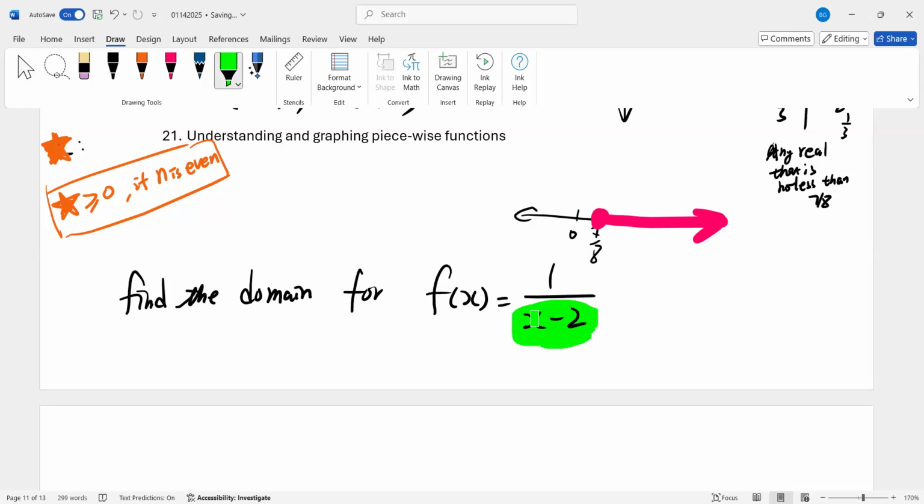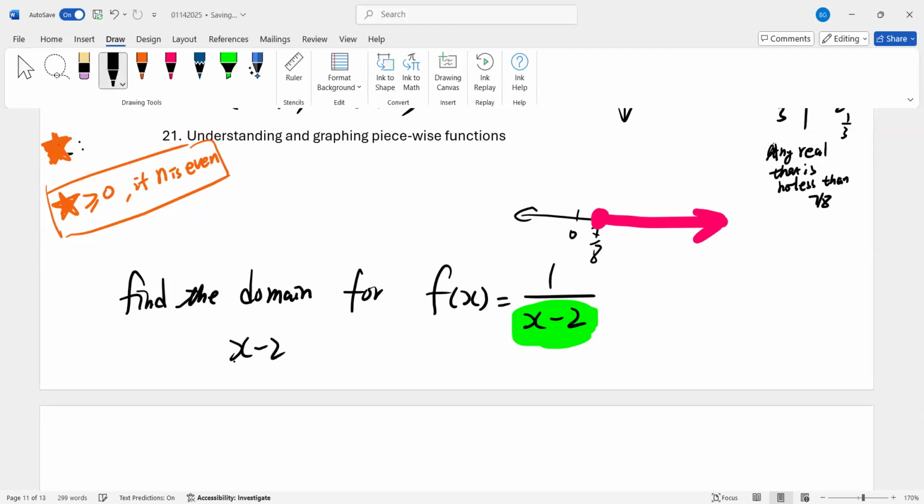If a function doesn't have a radical or a denominator, you don't have to worry about the restriction for the domain. So basically, how to find the domain? To find the domain for a function is actually to find the restriction for the function. This function has a denominator, so we do have a restriction. The restriction is the denominator cannot be 0.